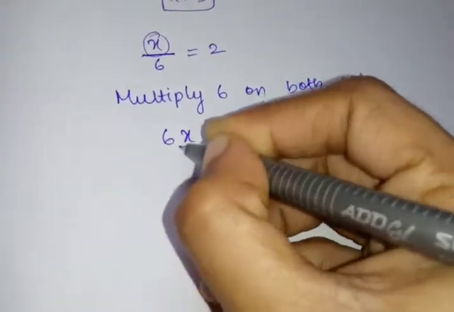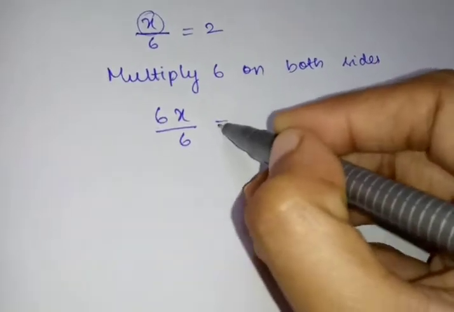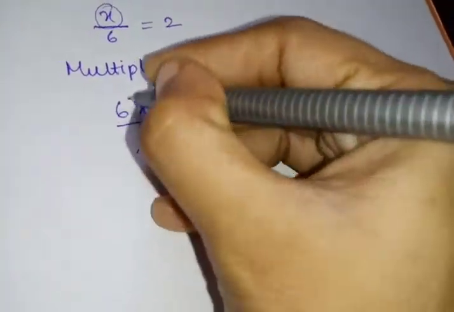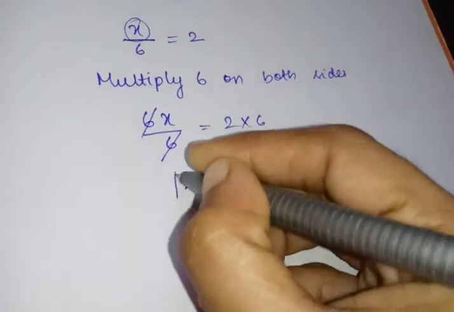For 6 into x divided by 6, here see, 6 is multiplied with x equal to 2 into 6. Okay, this 6 and this 6 cancel. x is equal to 6 2s are 12.